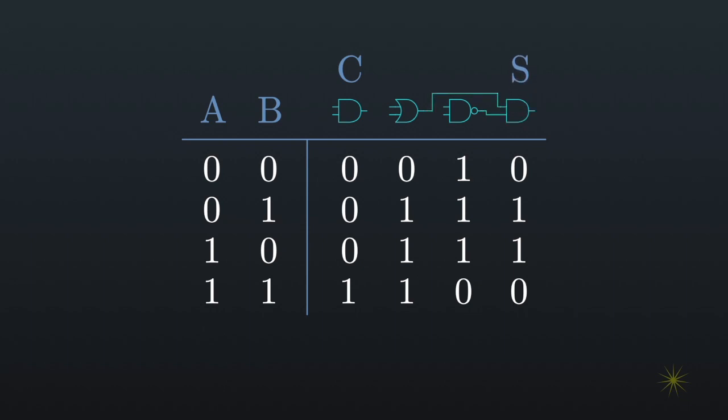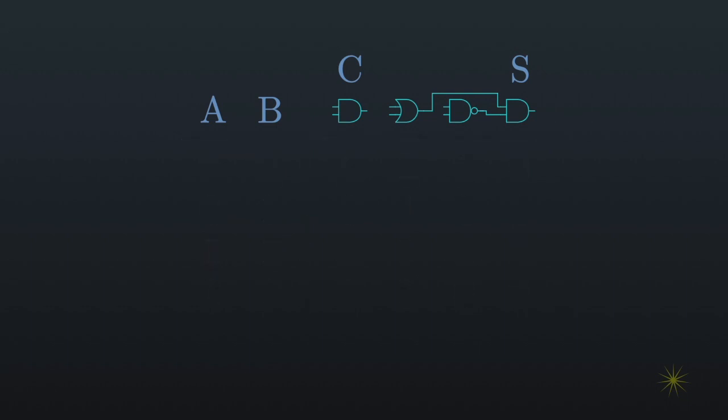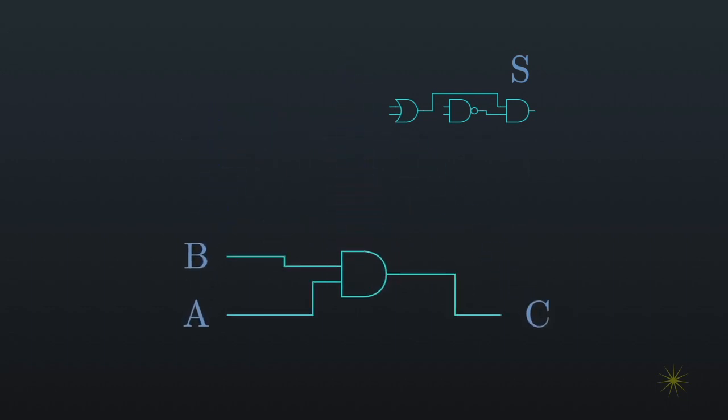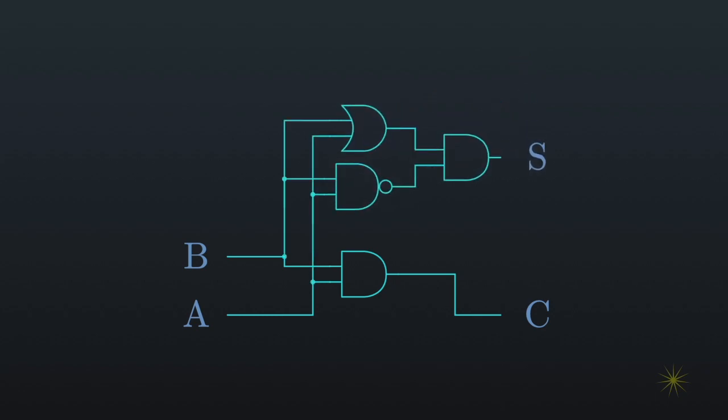And this gives us an idea how to build our addition circuit. Our carry result is produced by this AND gate, and our sum result is produced by this collection of 3 gates we put together earlier. Before we go any further, let's note something.